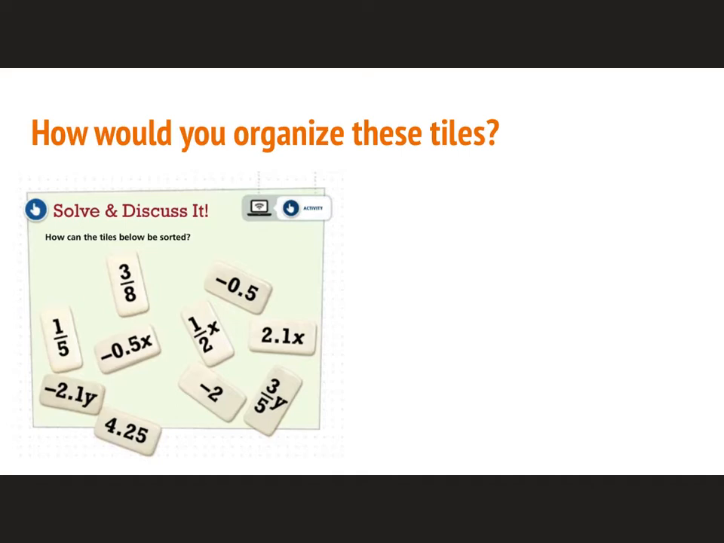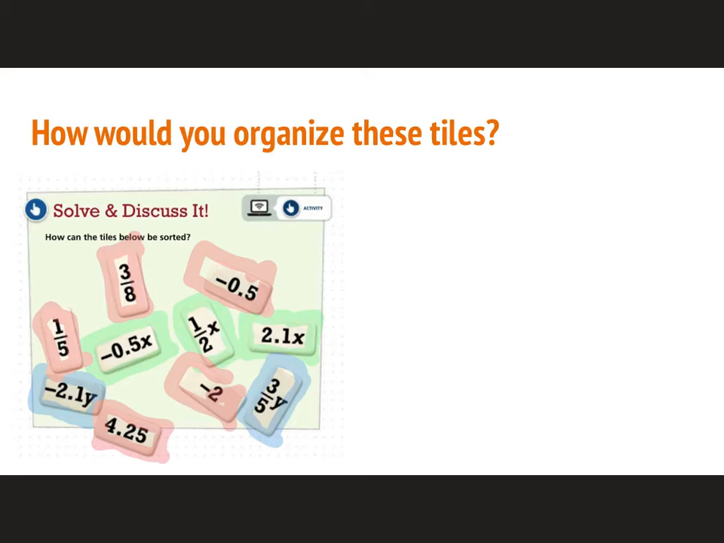If I look, this tile here has an X in it, and this tile has an X, and this tile has an X, and this tile over here has a Y, and this one has a Y. So they have that in common. Whereas these tiles that are left over, 3/8 and -1/2 and the -2 and this one over here and this one, all of these, they don't have any letters at all.